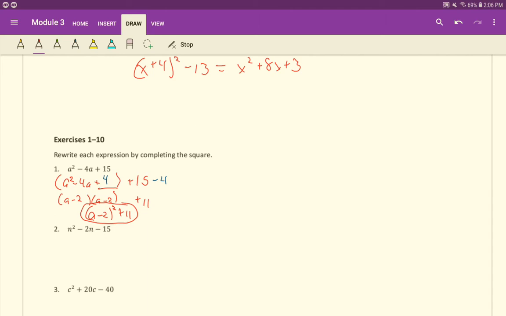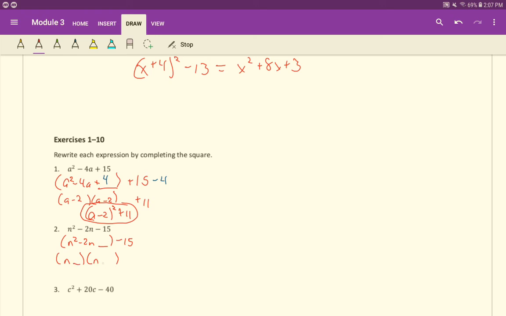N squared minus 2n minus 15. Okay, so for this one, again, we'll break it up. So n squared minus 2n, we'll separate that minus 15 out. Okay, let's just focus on the quadratic here. We'll leave a little blank for ourselves.